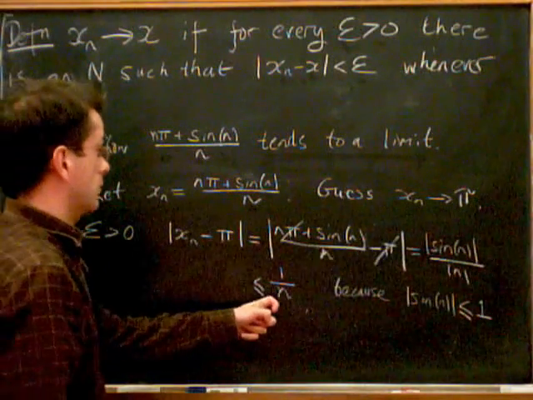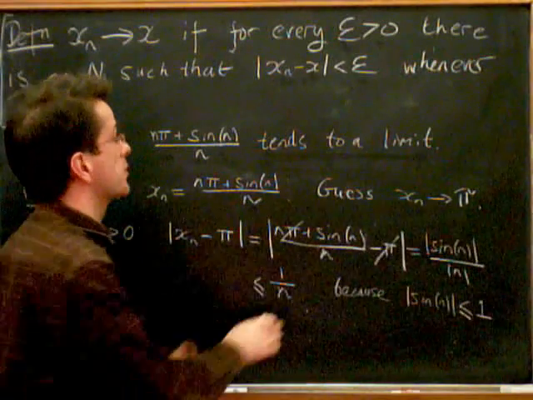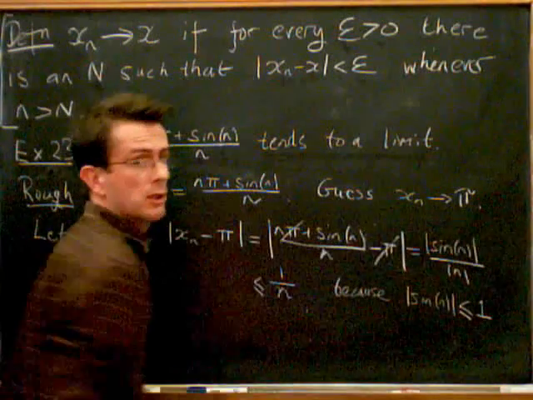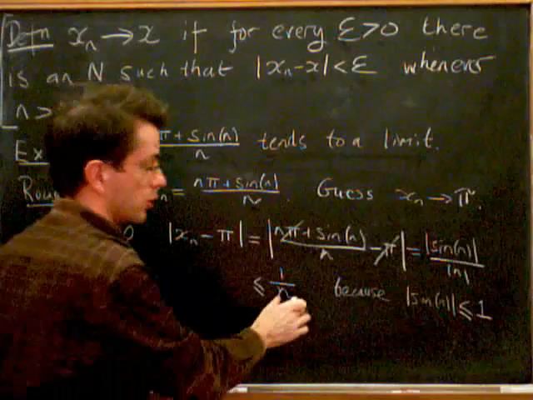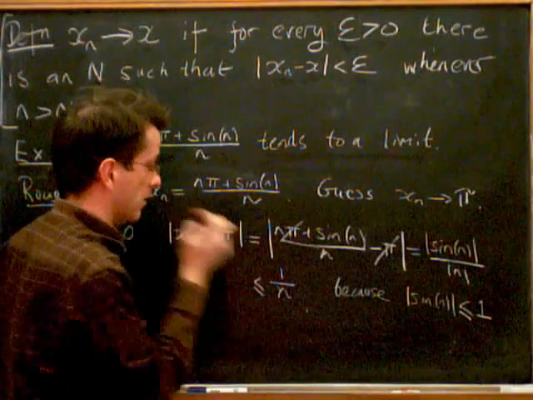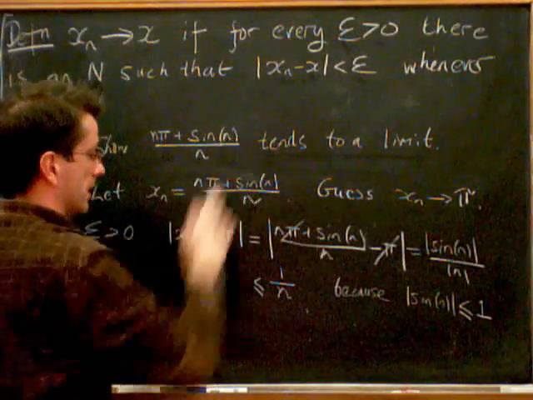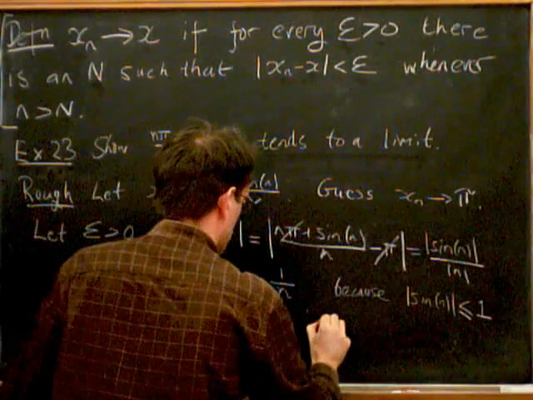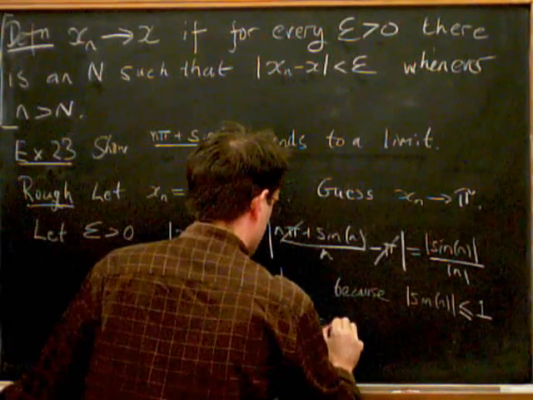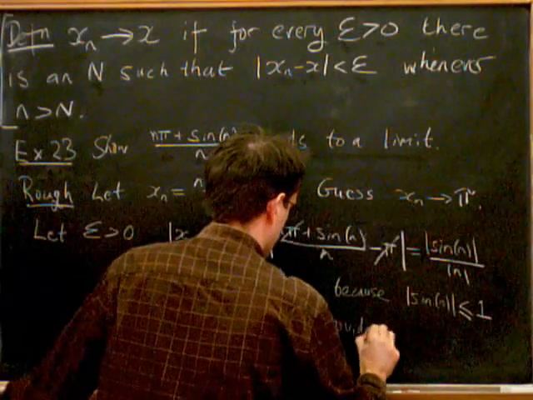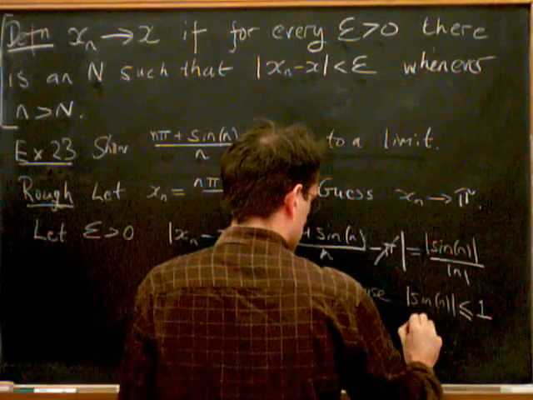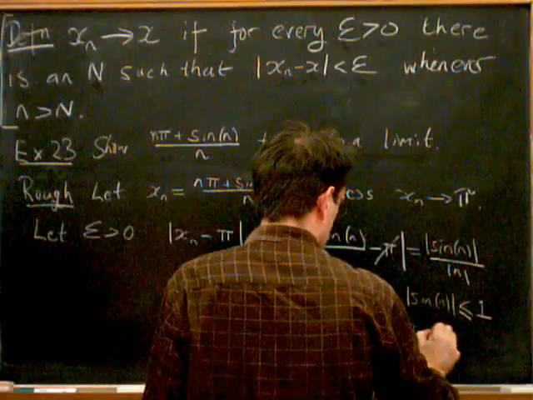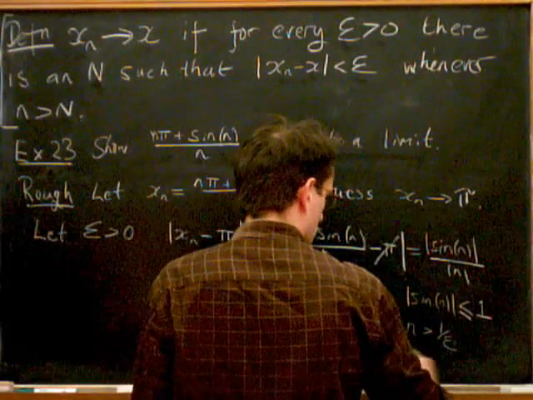Now we wanted to find terms where it's less than epsilon. So as long as we make sure that 1 over n is less than epsilon, then this is going to be less than epsilon. So this is less than epsilon, provided that n is bigger than 1 over epsilon.